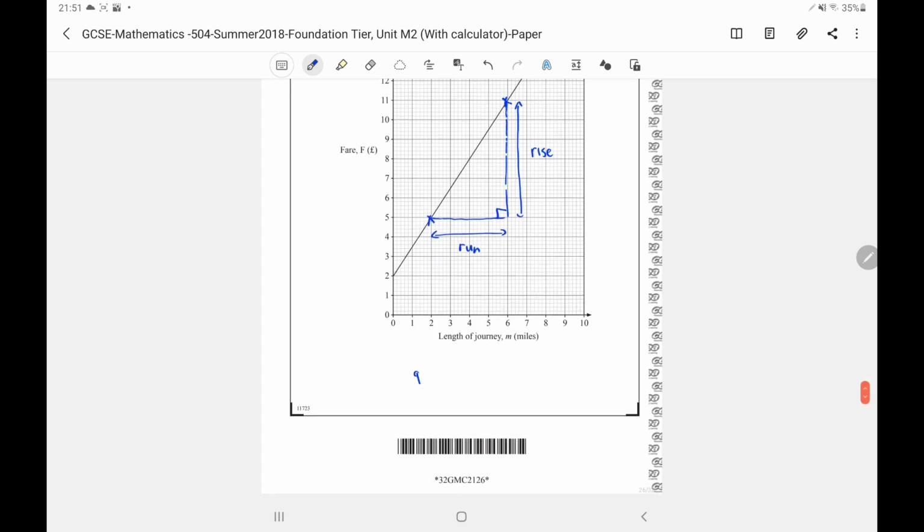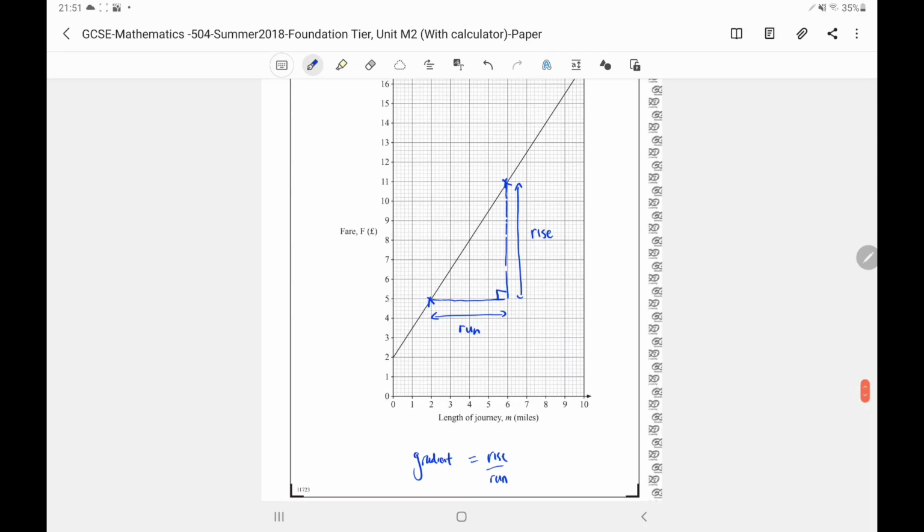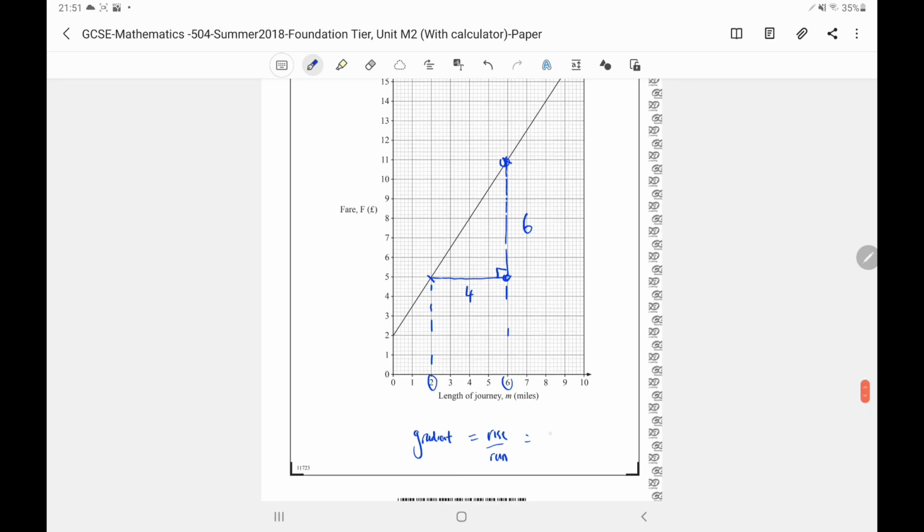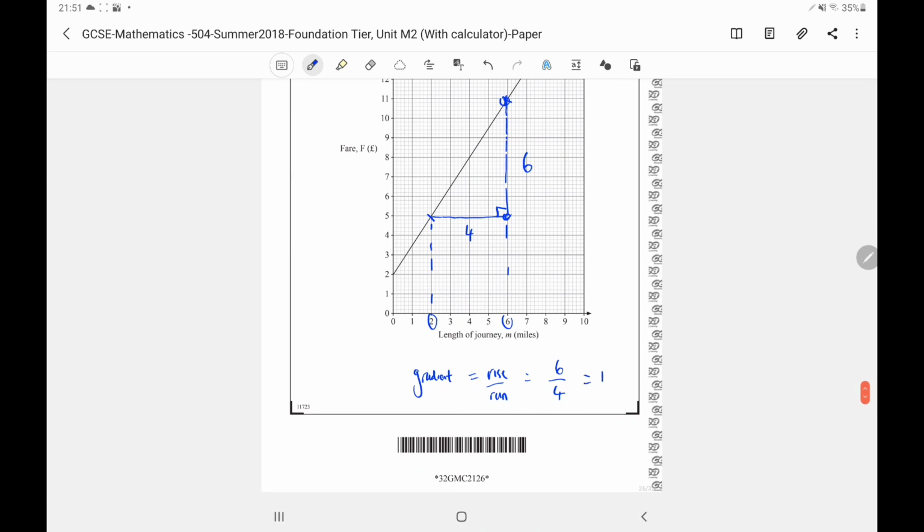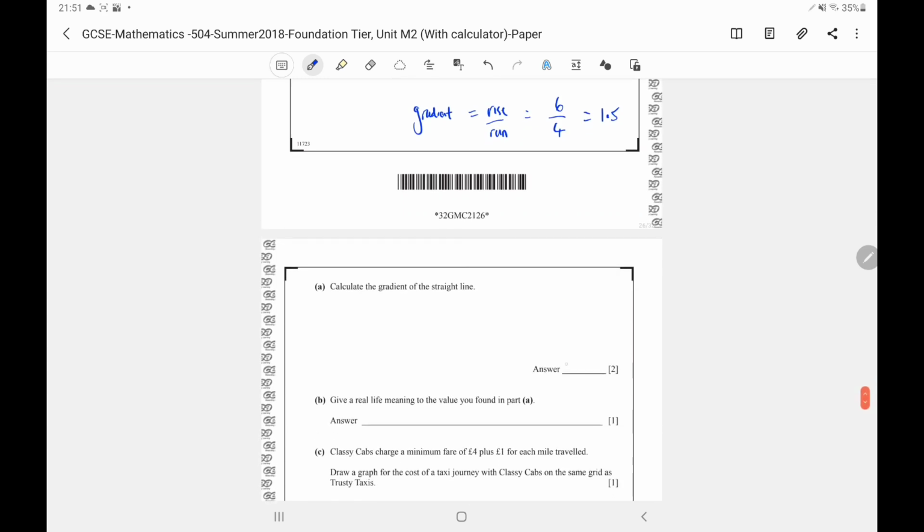The gradient is equal to rise divided by run. Now the rise here goes from 5 up to 11, so the height of that triangle is 6, and the width of the triangle, the run, goes from 2 to 6, so the run is 4, so the gradient is 6/4. To put that in the calculator, you get 1.5, so the gradient is 1.5 or 3/2.